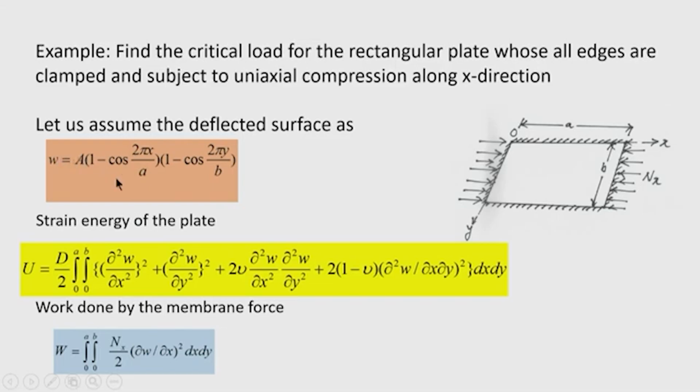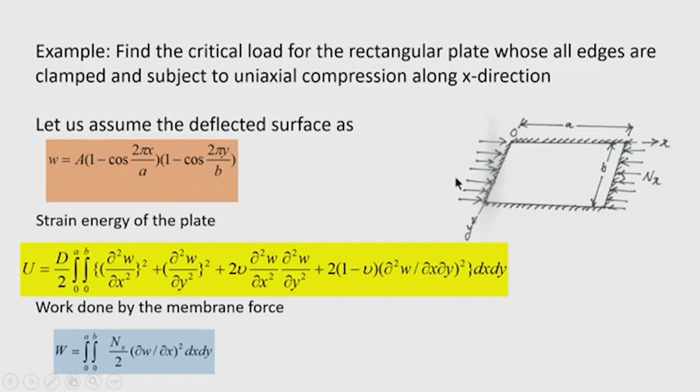If I calculate the slope at x is equal to 0, then del w by del x will be this: the sine function will come. So, a will be there, and here you will get sine of 2 pi x by a, and another factor will be there because of differentiation, 2 pi by a. So, this will be constant. So, the slope, that is the first derivative, again at x is equal to 0 is 0, because sine 0 is 0. Therefore, the slope and deflection both are satisfied.